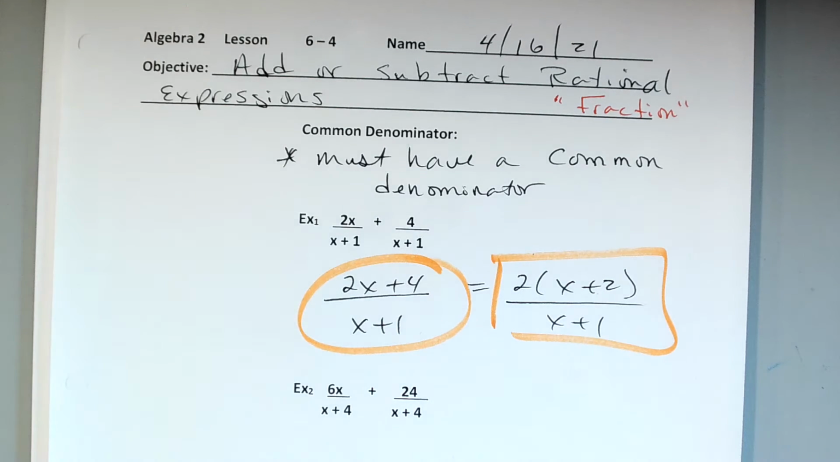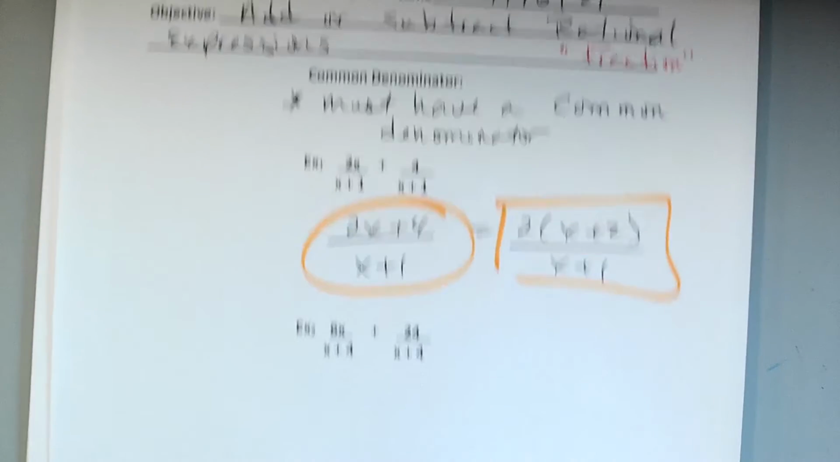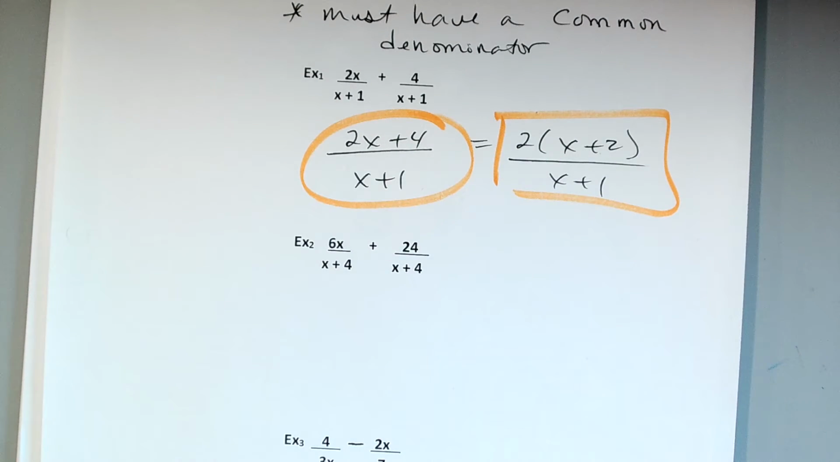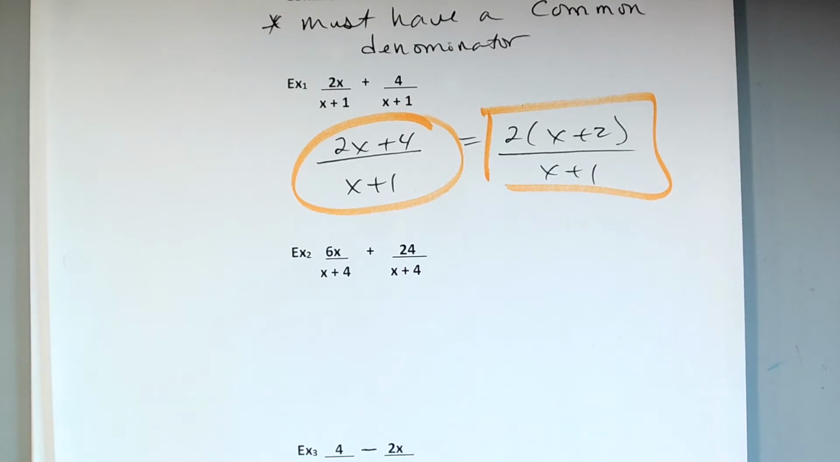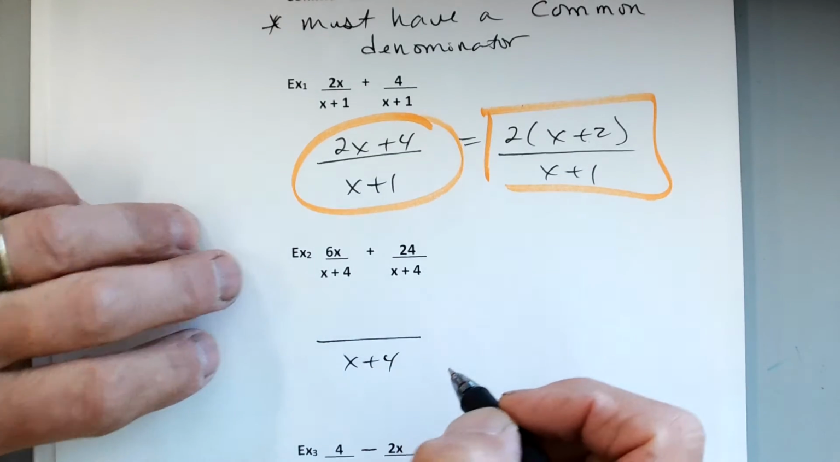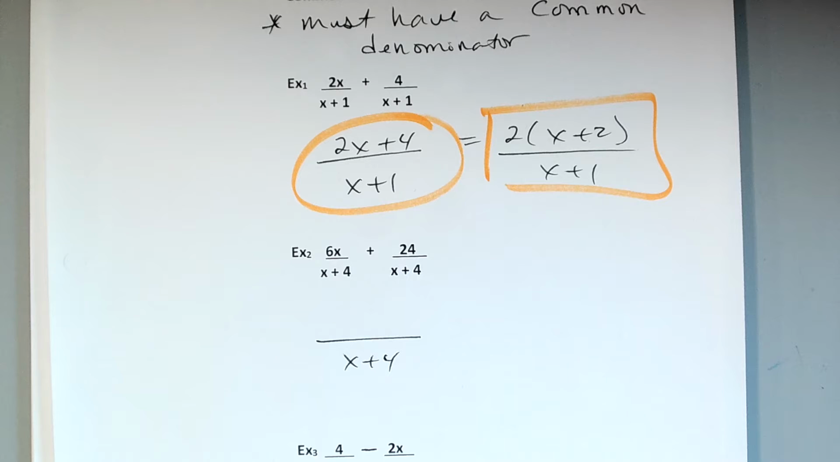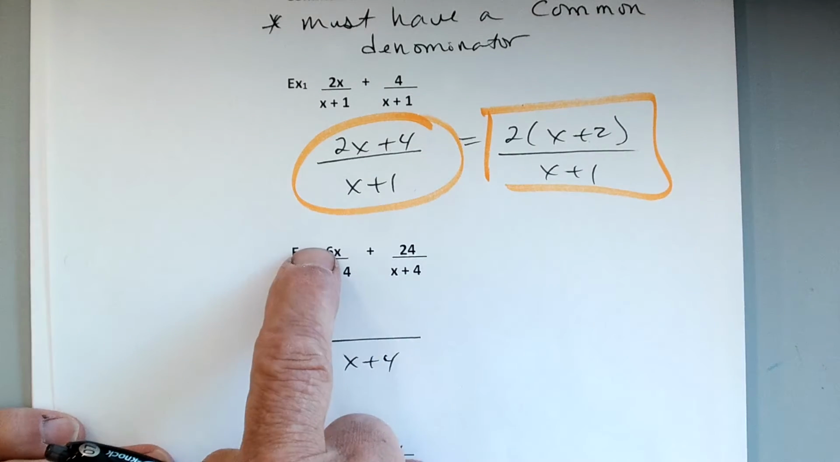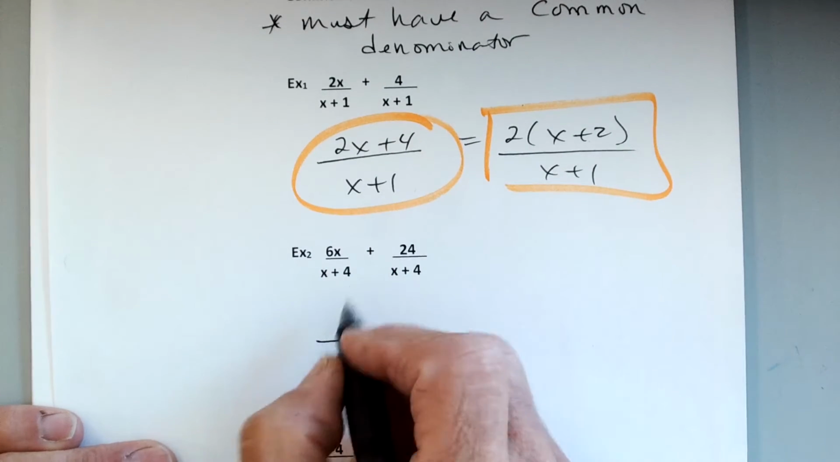Now, example 2 might work that way, okay? Thumbs up, I had a common denominator, I just added them, boom, done. Make a little bit of sense? Are you guys good? Okay, let's slide to number 2. We have a common denominator, right? So our common denominator really is the x plus 4. And then I'm just going to add them. 6x plus 24.